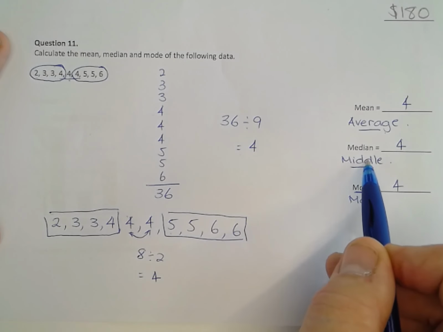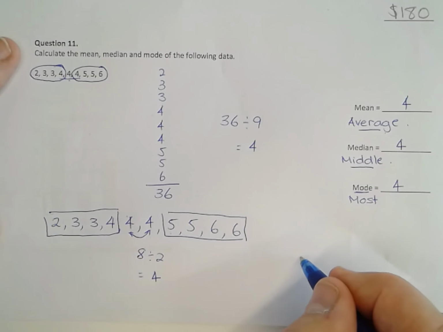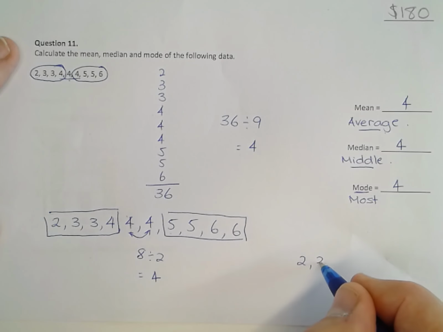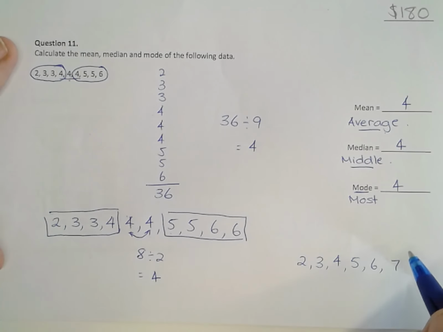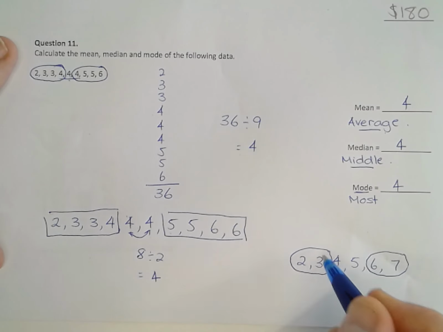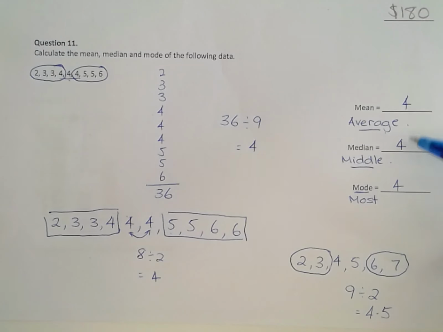Just to go back to this middle question, I just want to try and explain it again. If I have 2, 3, let's make it 4, 5, 6, 7, again, I'm looking for the number in the middle. If I've got 2 numbers left in the middle, I add them together. So 4 plus 5 is 9. I divide it by 2. Gives me a total of 4.5. We'll go through this more during the term, but just to give you an idea, this is how to work it out.